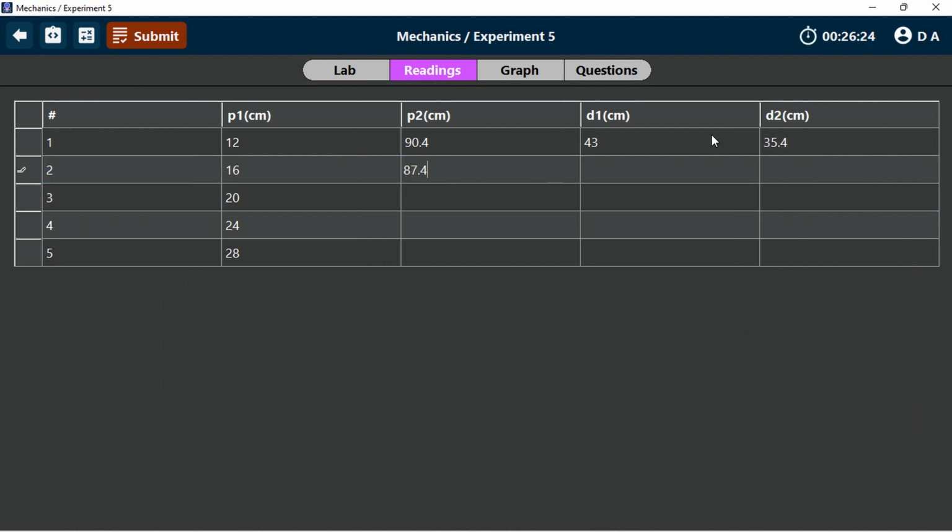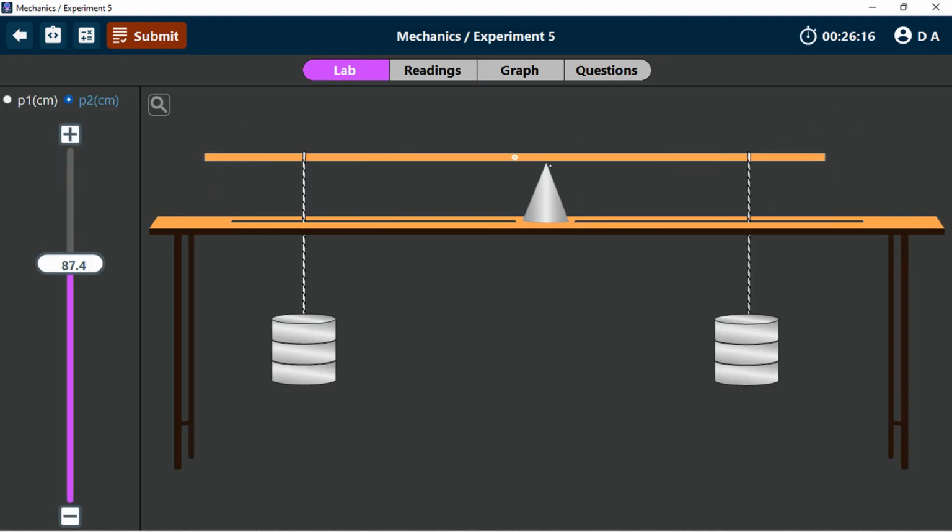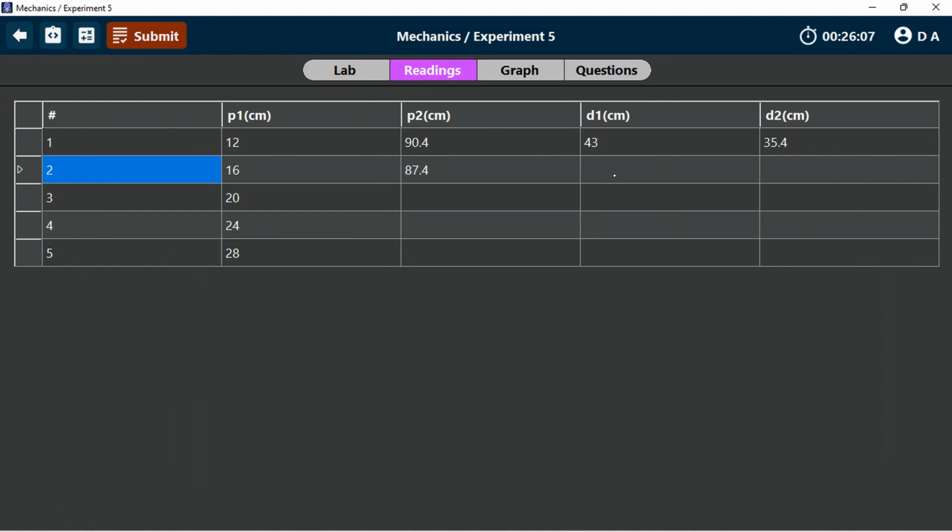87.4. Then what's D1? D1 is 55 minus 16. And that will give us... how did you get 55? 55 is where you have your pivot point. So just subtract P1 from it. Then that gives you D1. Okay, so 55 minus 16 will give you 39.